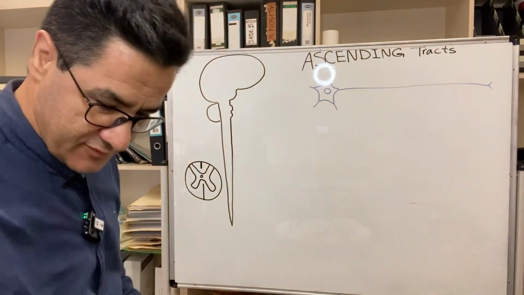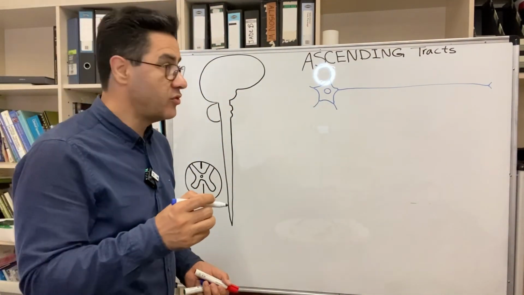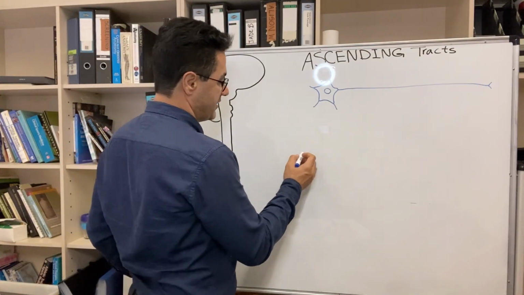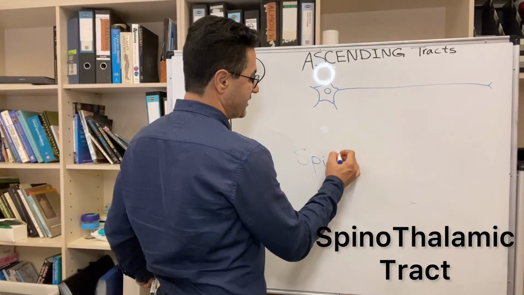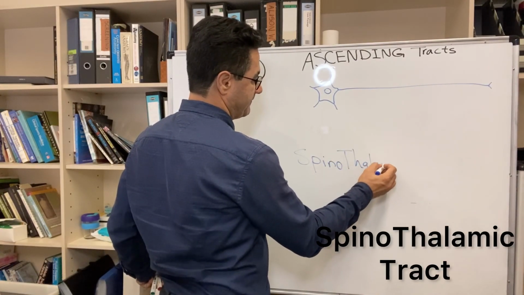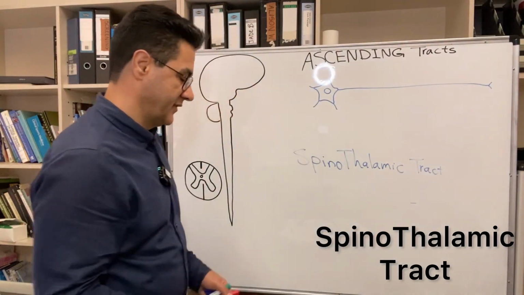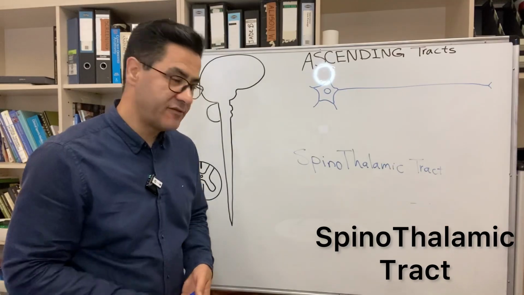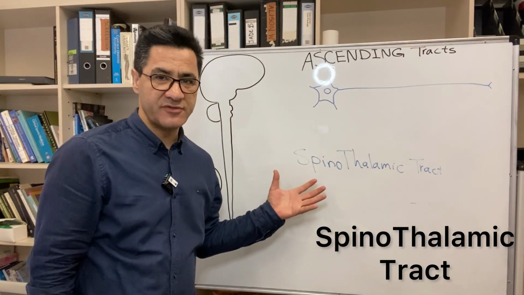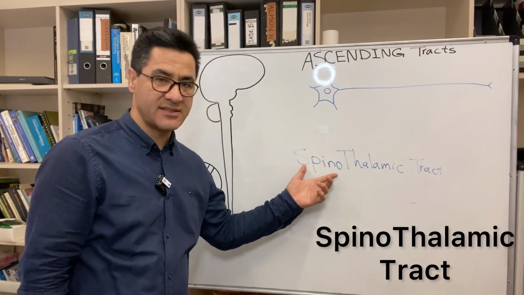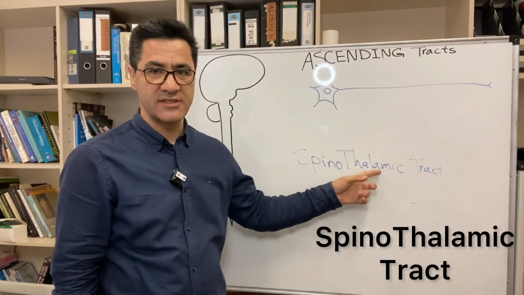As I mentioned before, I'm going to talk about one of the important ascending tracts. It's called the Spinothalamic Tract. If you look carefully at the name of this tract, it gives you some information. Spinal means it starts at the spinal cord. Thalamic means it goes up through the brain to get into the thalamus.